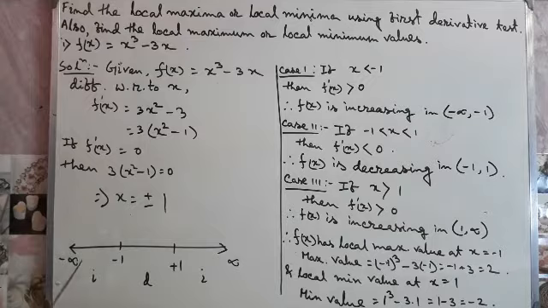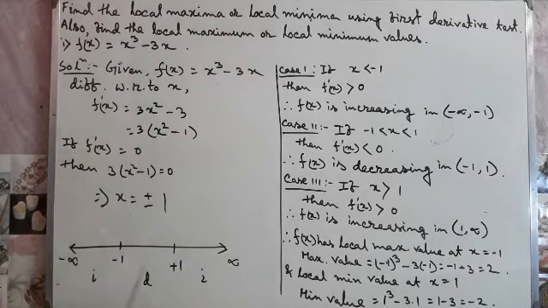So you see, in this portion it is increasing, in this portion it is decreasing. So at the point minus 1, f of x has its local maximum value. What is that value? We have to put minus 1 in place of x in f of x to get the maximum value. And in this portion it is first decreasing, then increasing.